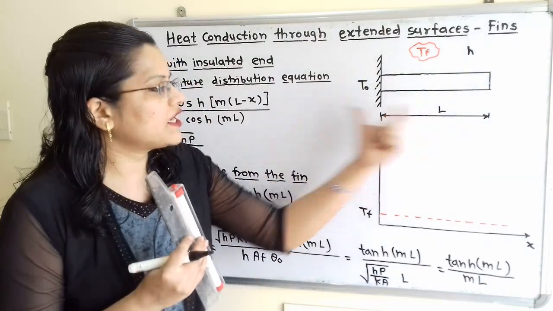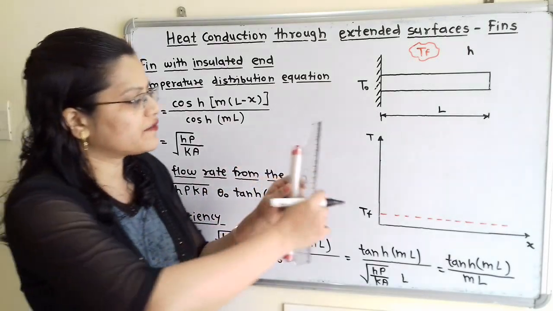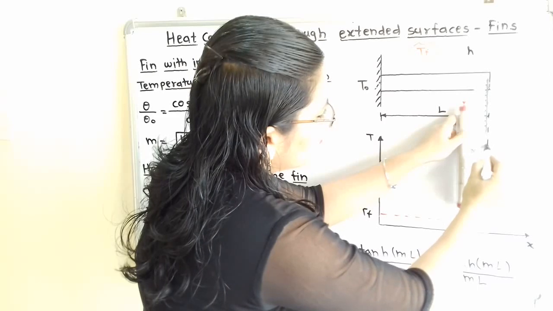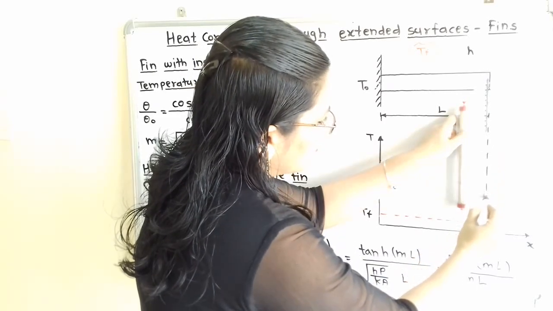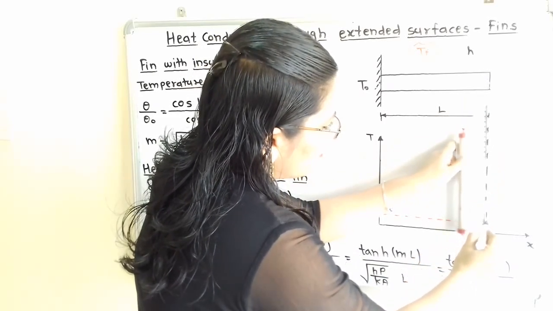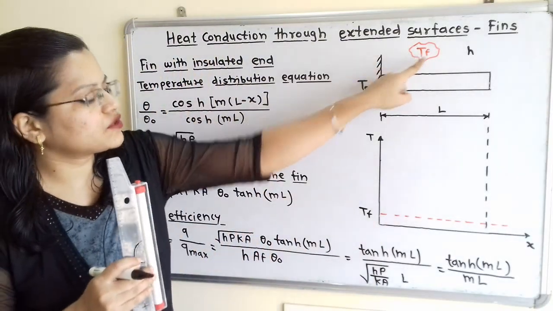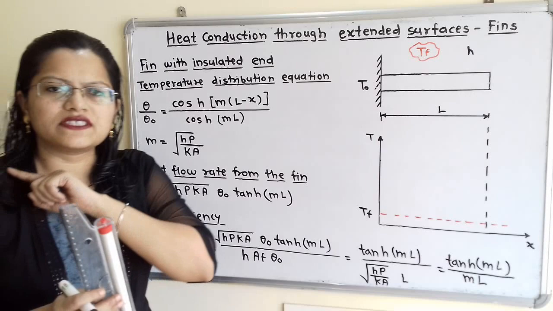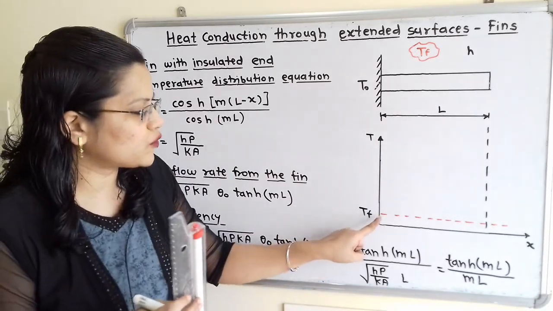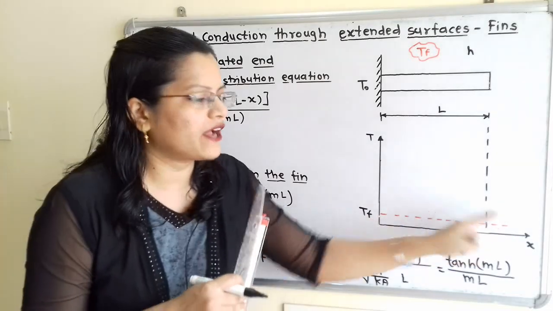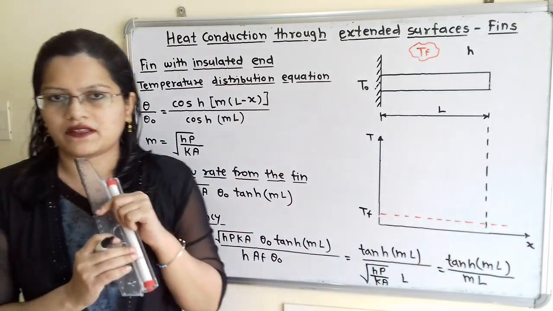Now here the total length L. So we will draw one vertical line for this length L. I will draw one construction line, that is in the form of dots. Now what is the surrounding temperature? The surrounding temperature is Tf and it is constant. So we have to show here the constant surrounding temperature Tf. I have shown it with the help of a red marker.